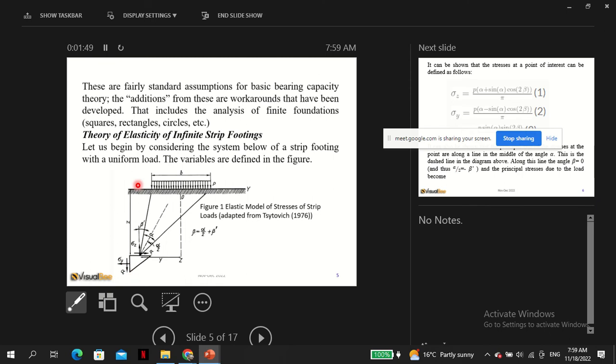So based on some reference points, some depth below the foundation, we are always concerned with the stresses in the vertical, horizontal, and the Z direction. If this is sigma Z, sigma Y is in this direction, and sigma Z is up. And so that's all.